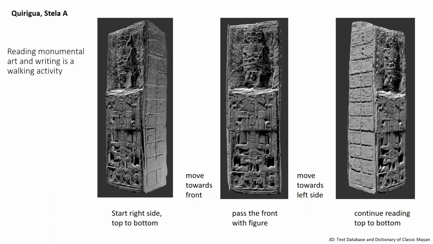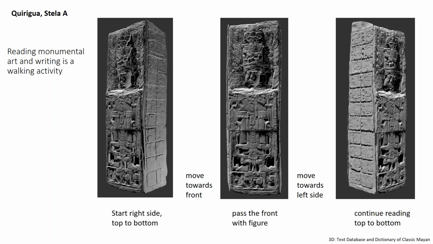Before I continue, I just have to explain to you that reading a Maya inscription is an act of walking. Because the text always starts on the right side of a monument. This is another 3D scan we did here from the cast in Cambridge. They are in the storage. We put them together here. And the text starts here with the calendar date. Start right here, top to bottom. You start here on this side, you read down, go down up here. Then you go to the front. You look up and you continue the text reading over there.